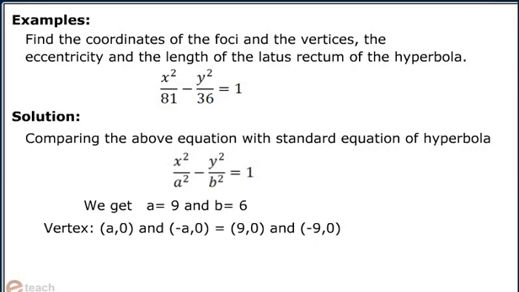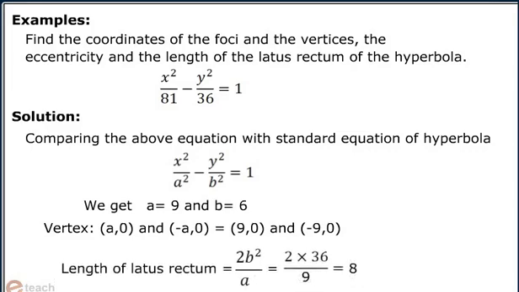Thus we know that the vertices are given by (a, 0) and (minus a, 0), which equals (9, 0) and (minus 9, 0). Length of the latus rectum equals 2b squared by a, which equals 2 into 36 by 9, which is 8.